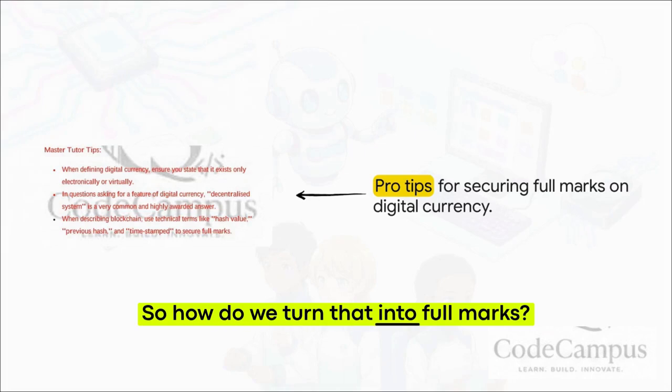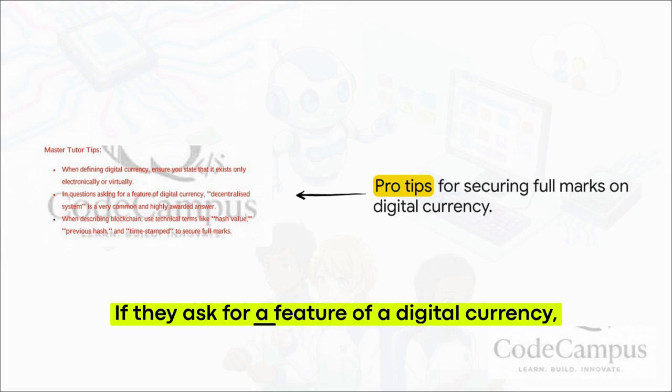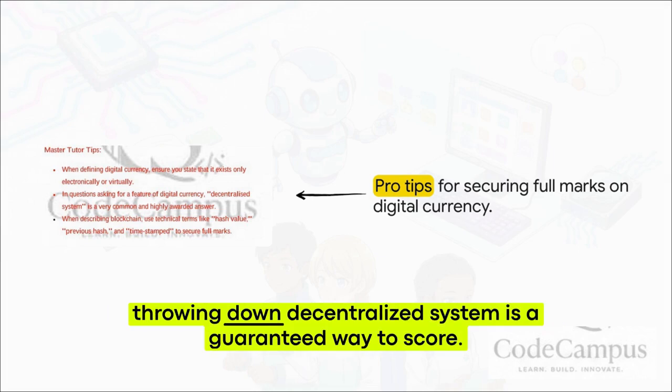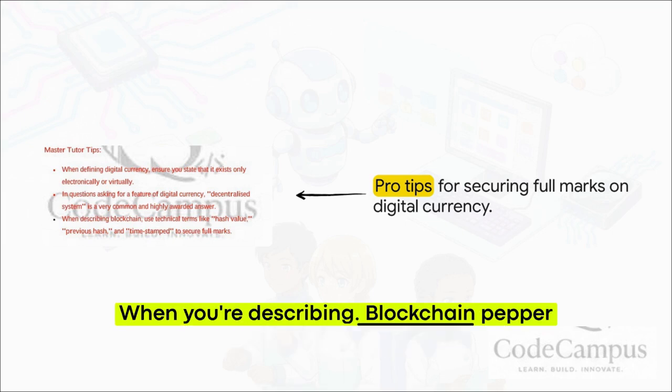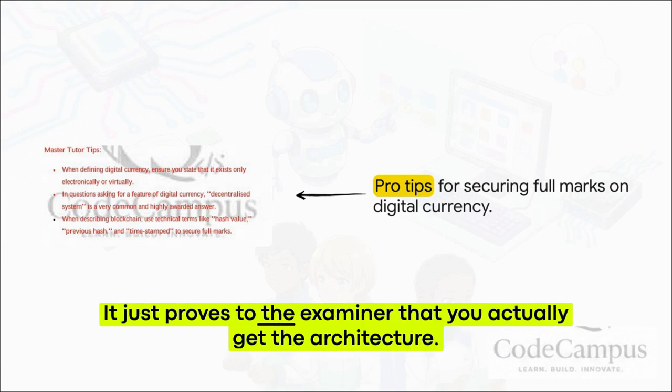So how do we turn that into full marks? It's all about the terminology. If they ask for a feature of a digital currency, throwing down decentralized system is a guaranteed way to score. When you're describing blockchain, pepper in technical terms like hash value and previous hash, right alongside timestamped. It just proves to the examiner that you actually get the architecture.